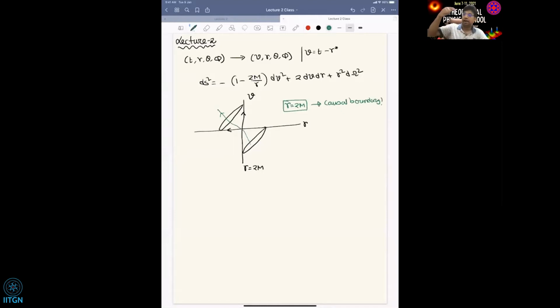So by riding on an ingoing light ray, you can enter the r equal to 2m surface, even go inside to r equal to 0, God knows what is happening there. But you cannot reverse. And we have explicitly proven this in a coordinate independent way using only the notions of space-like and time-like vectors.